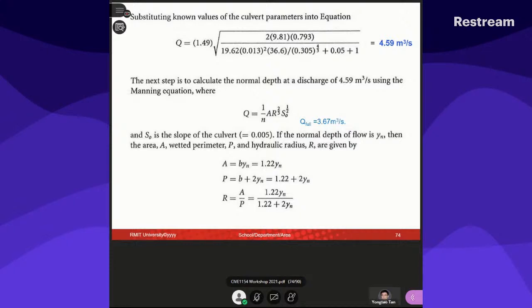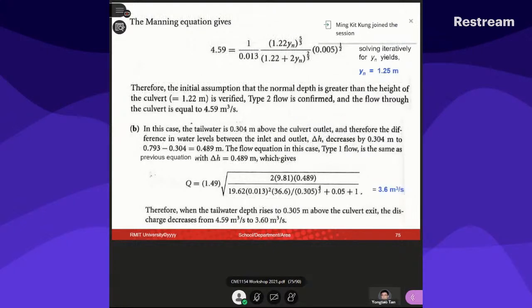So here is another method. We use the normal depth flow. We can calculate the area, the perimeter, and get the hydraulic radius. So we can use these equations to calculate and get the normal depth. You can see the normal depth is 1.25, and 1.25 is larger than 1.22, the height of the culvert. So that means type 2 flow is confirmed.